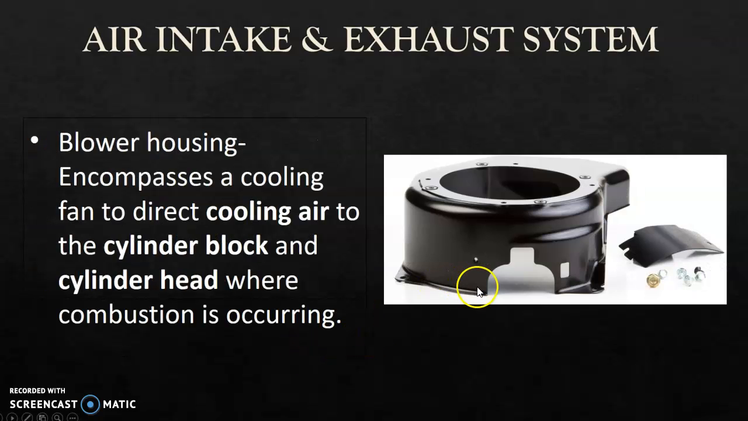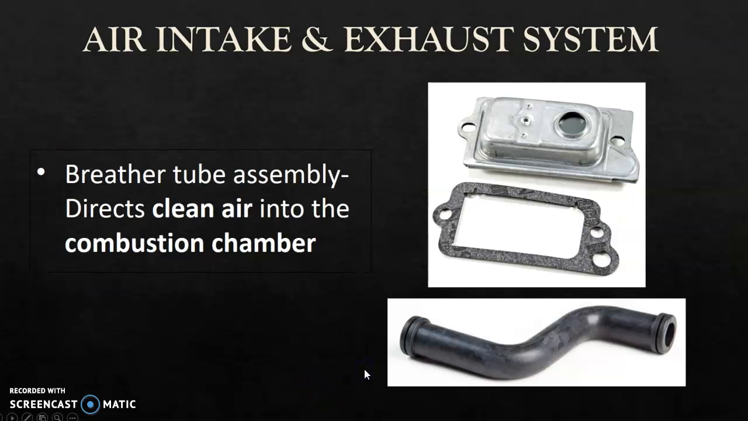All right, blower housing. This is where your cooling fins on your flywheel are. It encompasses those fins and then directs that air to the cylinder block and the cylinder head. So this blower housing essentially takes the air when that flywheel is spinning and moves it where it needs to go so it can properly cool things. So it's got a pretty important job, even though it looks like just a shield basically. And then there's a breather tube assembly that also helps direct air into the combustion chamber. That's operating on a vacuum type system again, drawing that air in. And I believe that is it.